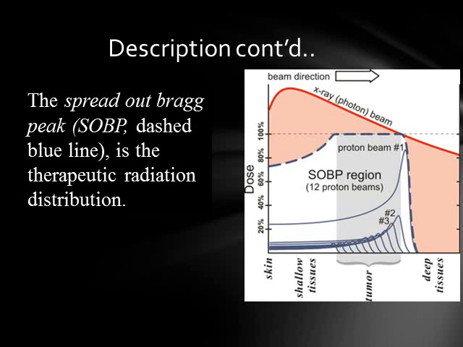It is important to understand that while tissues behind or deeper than the tumor receive no radiation from proton therapy, the tissue in front of or shallower than the tumor receive radiation dosage based on the SOBP.